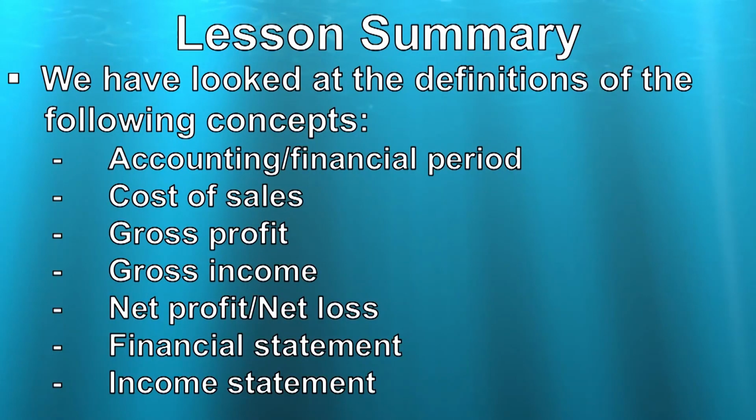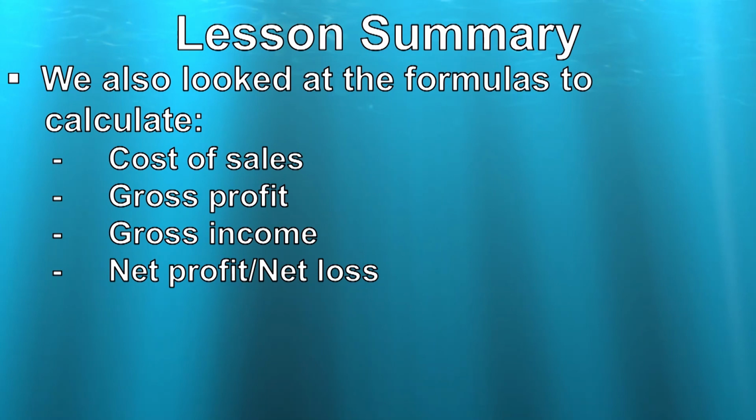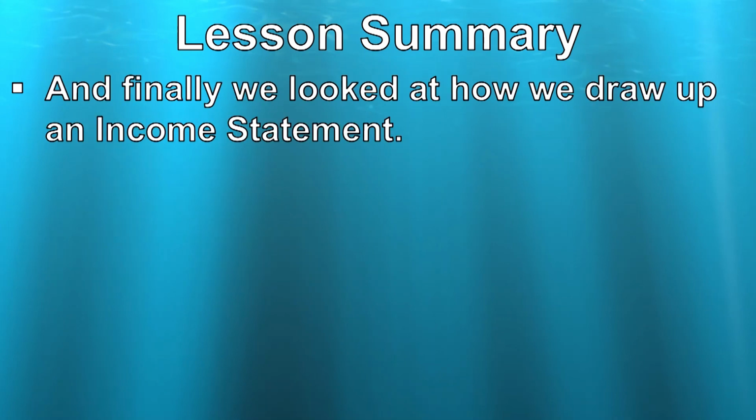Let us recap on what we have learned today. We have looked at the definitions of the following concepts, which are accounting or financial period, cost of sales, gross profit, gross income, net profit or net loss, financial statement, and income statement. We also looked at the formulas to calculate the following, which is cost of sales, gross profit, gross income, and net profit or net loss. And finally, we also looked at how we draw up an income statement.